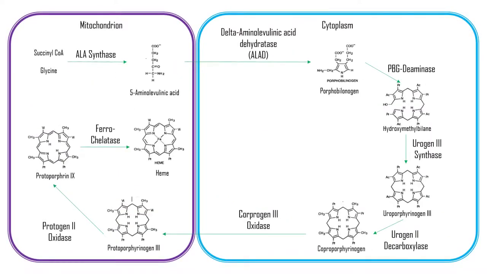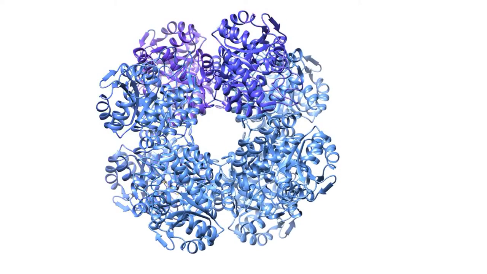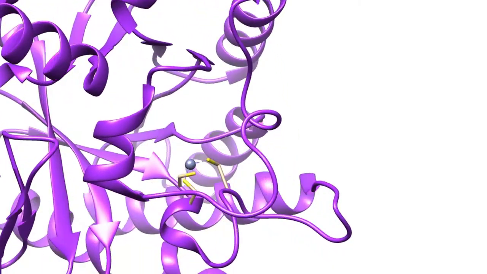In the biosynthesis of hemes, the second step of assembly is catalyzed by the enzyme delta-aminolevulinic acid dehydratase, or ALAD for short. ALAD is made up of 8 identical subunits. In each subunit, there is a metal center, zinc.